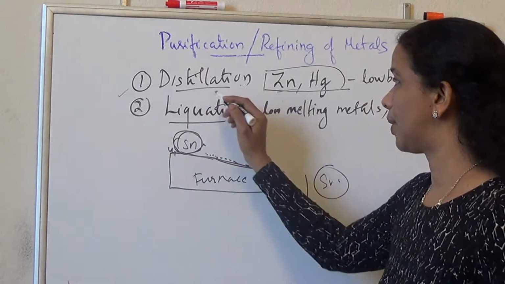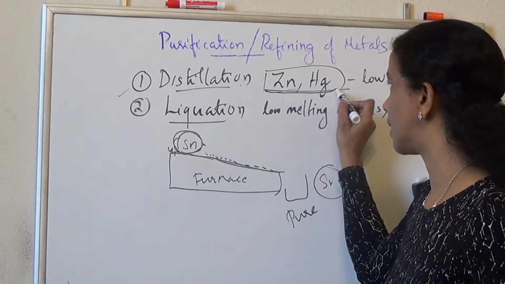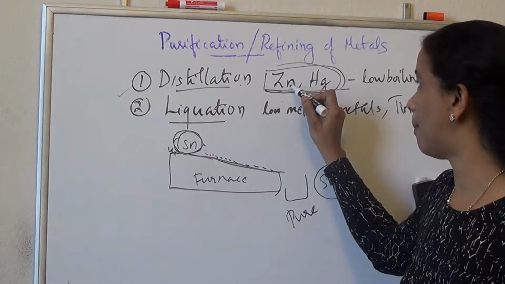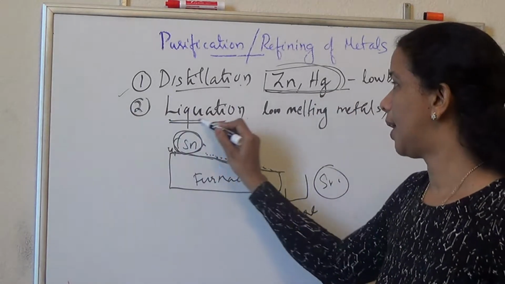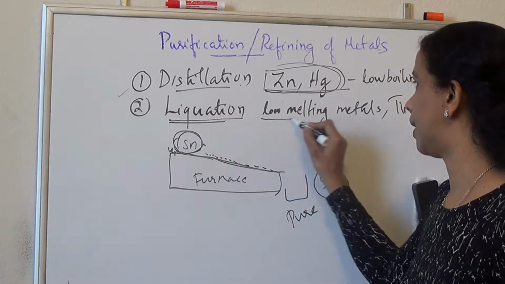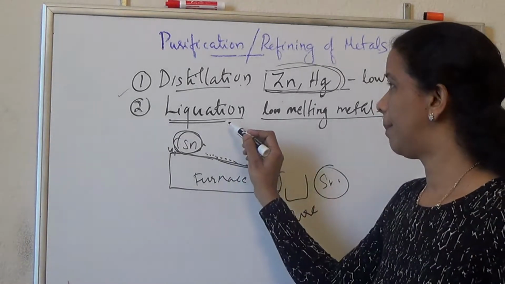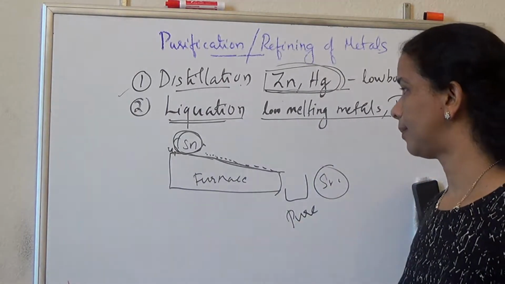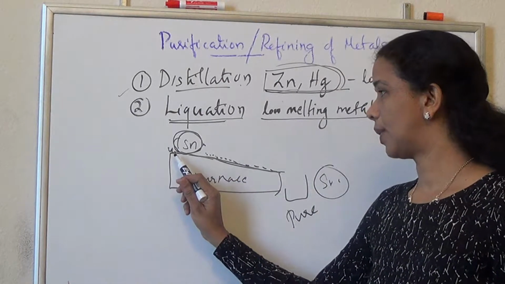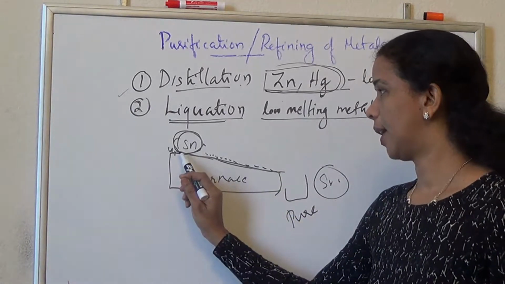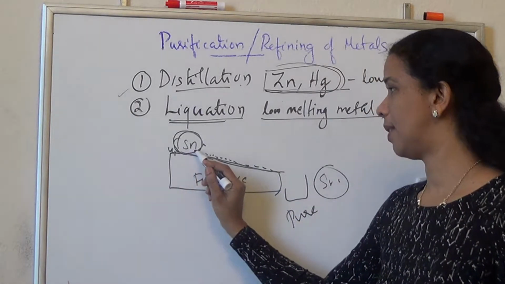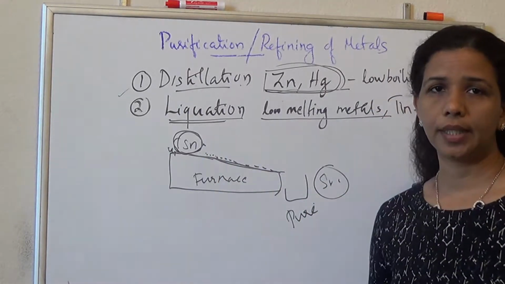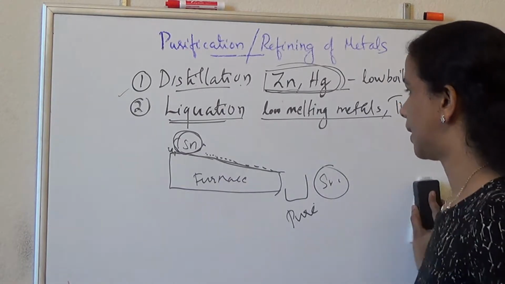So distillation is based on the difference in boiling points. If the metal has a low boiling point, we can use this method. Usually we use this method for low boiling metals like zinc and mercury. And liquefaction is used for low melting metals like tin, and the impurities must have a higher melting point than the metal. The impure metal is placed on the sloping hearth of a furnace. At this temperature only the metal will melt and flow down, and we will get the pure metal on the other side of the furnace. That is the second method.